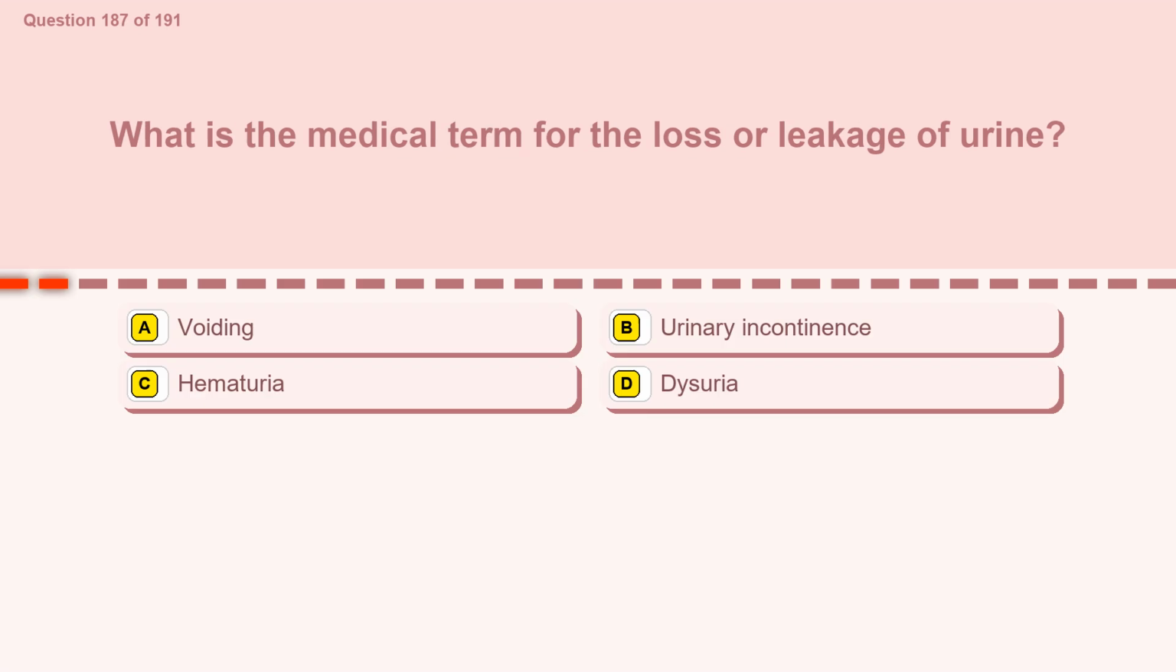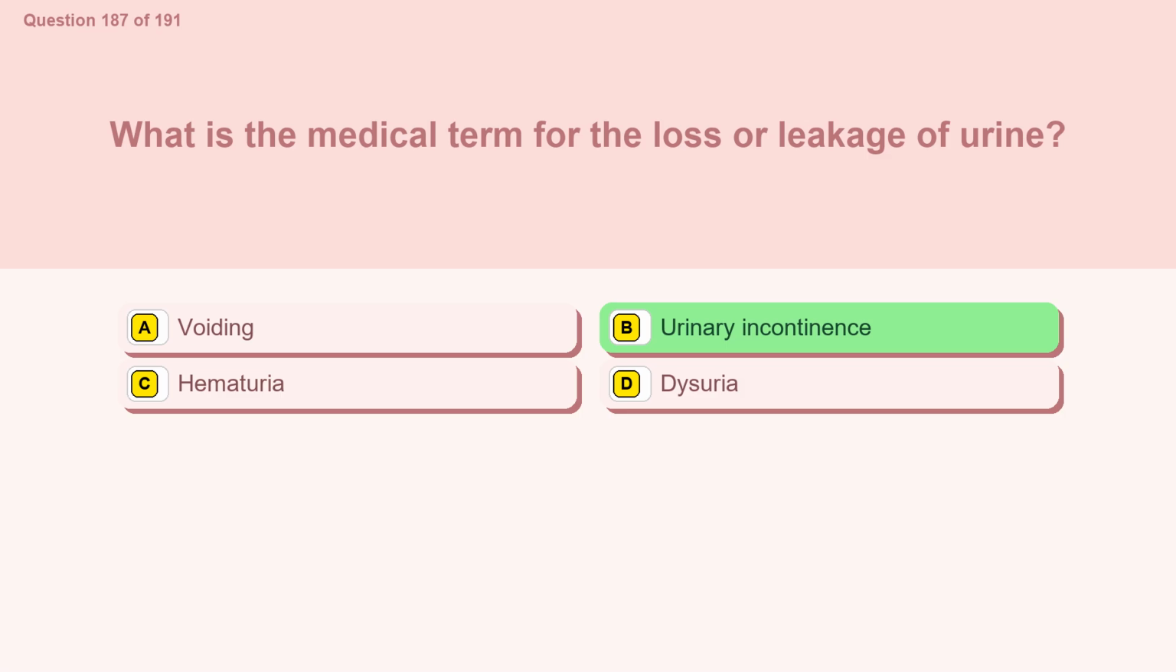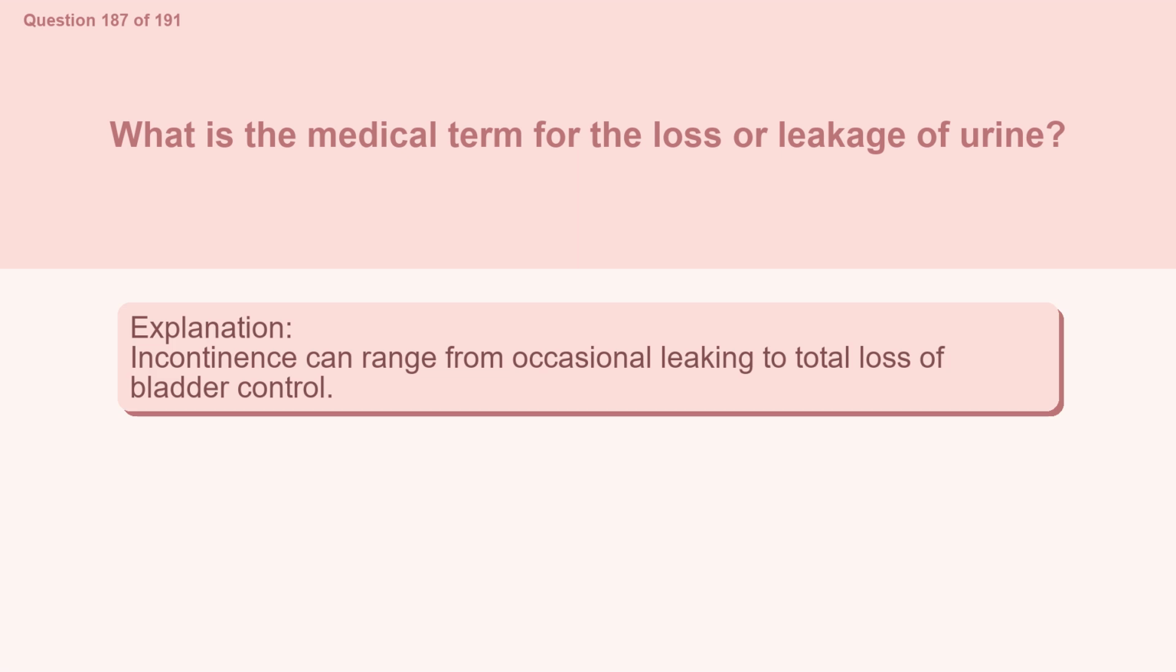Question 187. What is the medical term for the loss or leakage of urine? Option A, voiding. Option B, urinary incontinence. Option C, hematuria. Option D, dysuria. The correct answer is option B, urinary incontinence. Incontinence can range from occasional leaking to total loss of bladder control.